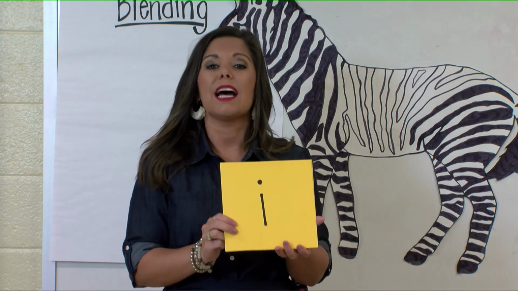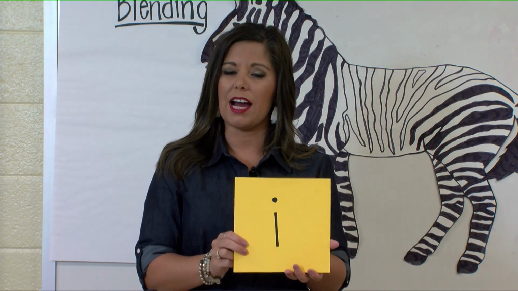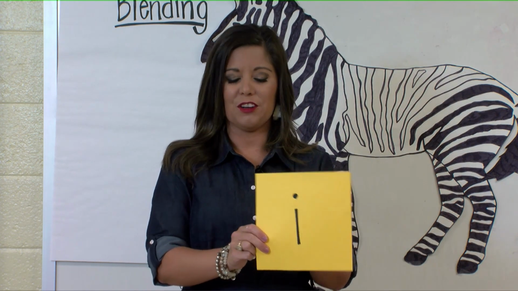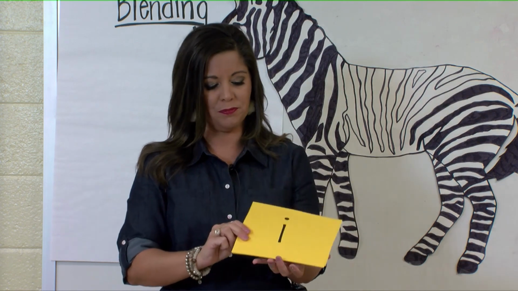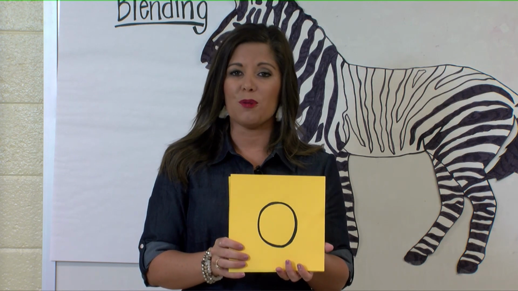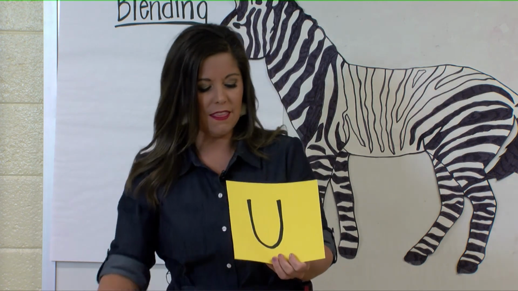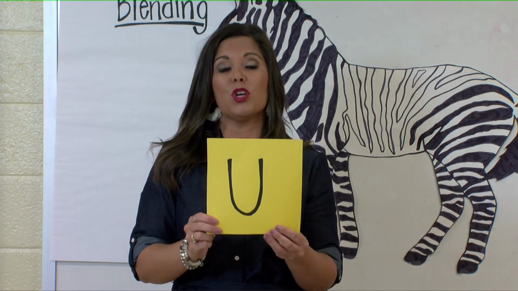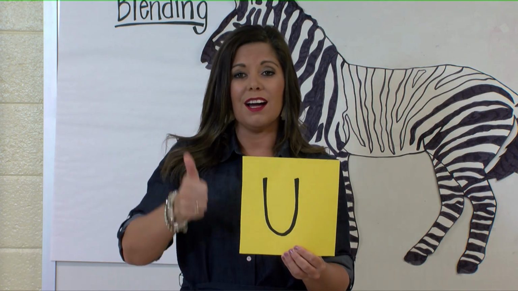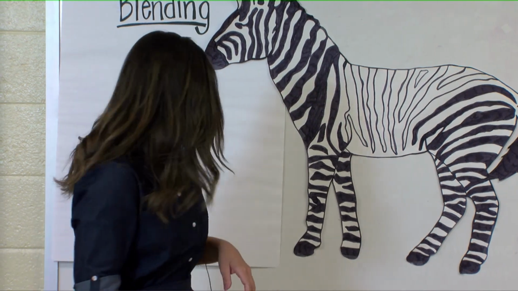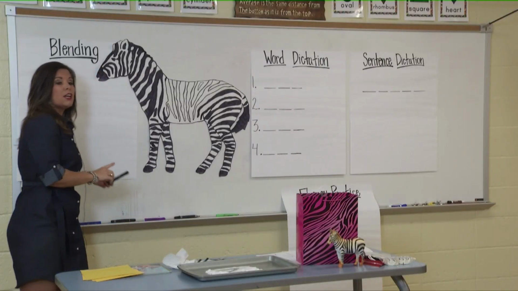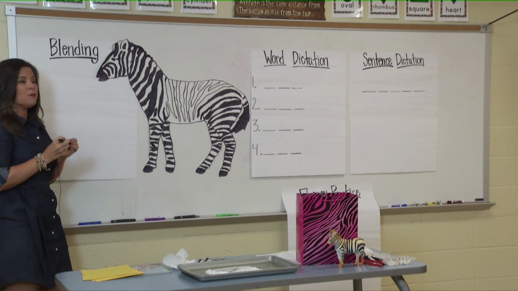My next vowel is I. What's the short sound for I? I. Very good. Itch. What about the vowel O? What's the short sound for O? Awesome. Octopus. And then we have our last vowel, U. And U says uh. So we're going to blend these short vowels with our new sound Z. And Miss Fillingham's going to do the first one for you, okay?